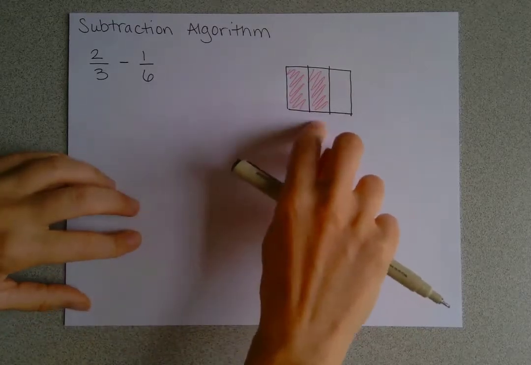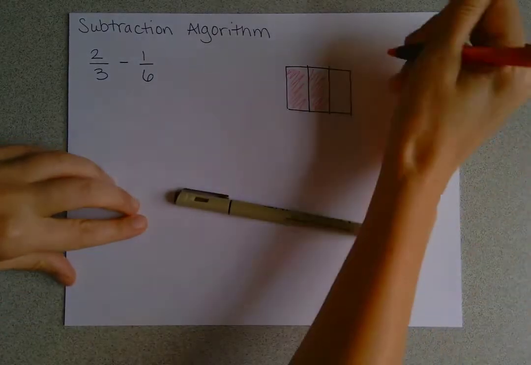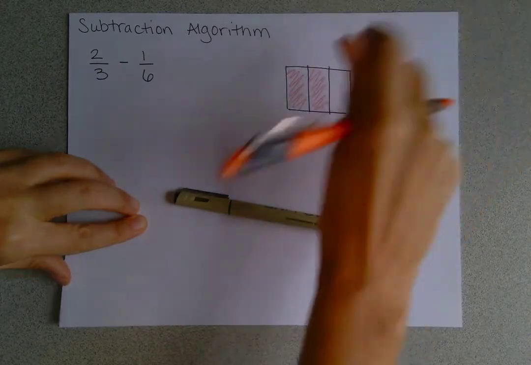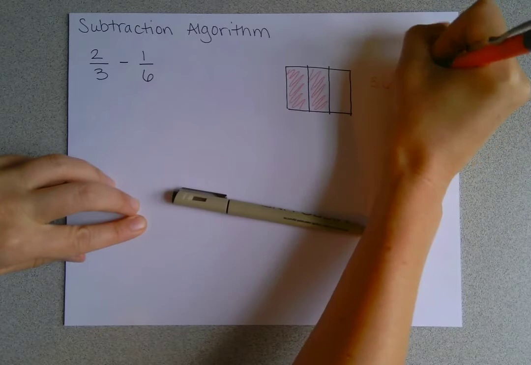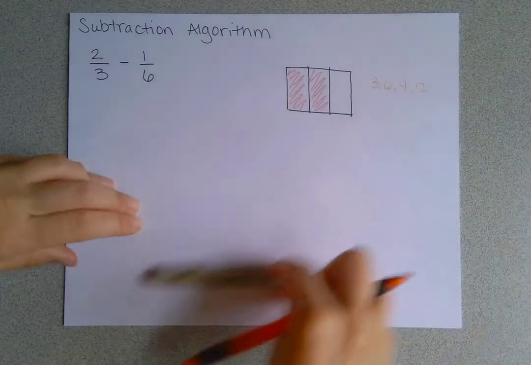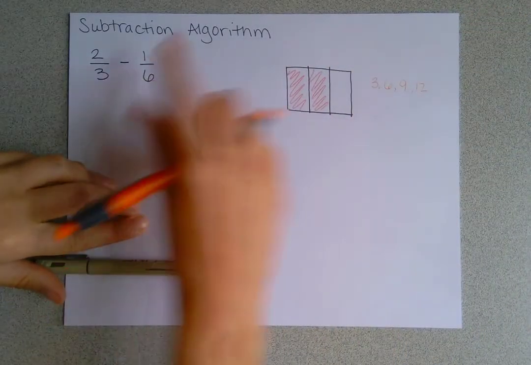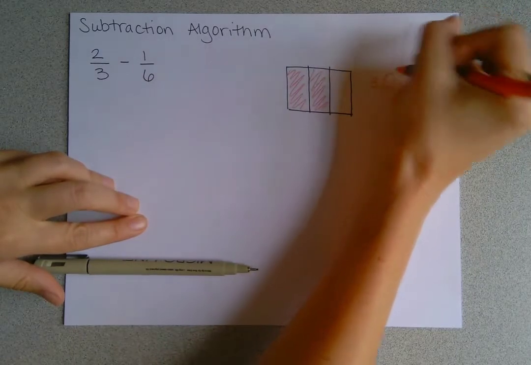So since this is broken up into 3 pieces, I could leave it as 3 pieces. If I cut all those pieces in half, I could make 6. I could also cut it twice and make 9 or 12. What I need here is 6, so I'm good to go. I can just break it up into 6.